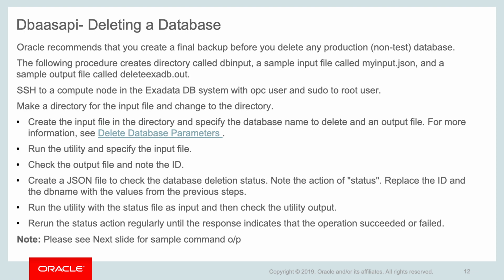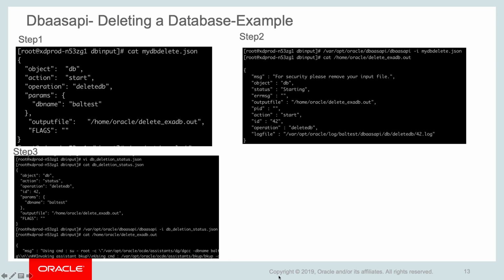I have an example of this, which let me show you. This example does exactly that. I have a mydb delete.json file. Here the object is database, the action is start, and the operation is delete database. In params, I want to delete this particular database, in this example val test, and the output is going to be written under home oracle delete exadb.out.